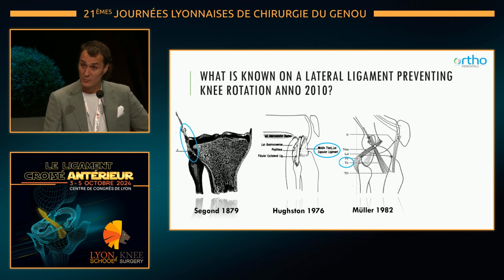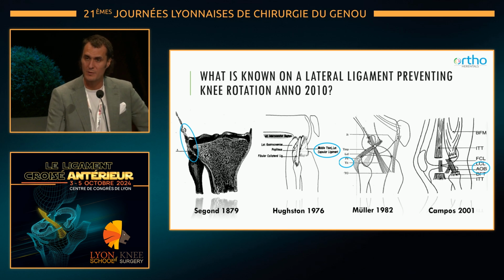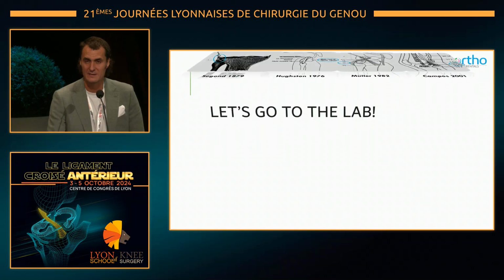And then Werner Müller in the 80s described a theoretical model for an anterolateral structure controlling rotation. This is a theoretical model. This is not anatomy. And then finally, a fourth publication we could find, which is a very mysterious thing, is a publication calling it an anterior oblique band. So these four publications were the ones we had in our hands to go to the lab and start dissecting the human knee.